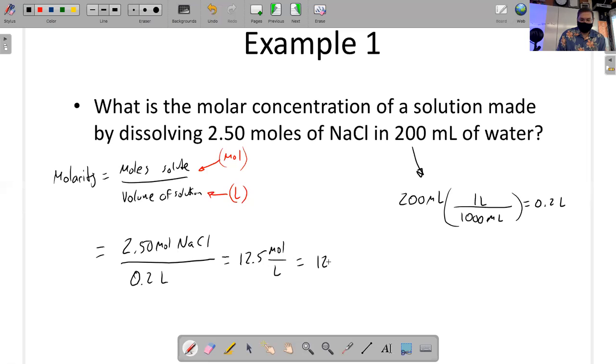But we don't write moles per liter. Instead, we write this 12.5 with a capital M. And that capital M means molar. And molar to everybody is understood to be moles per liter.